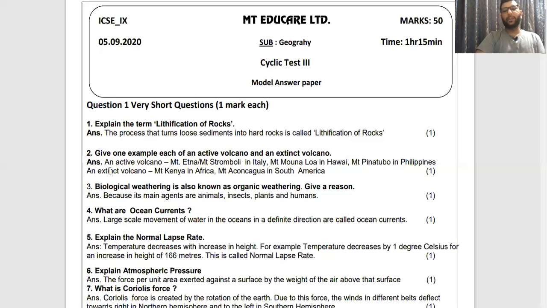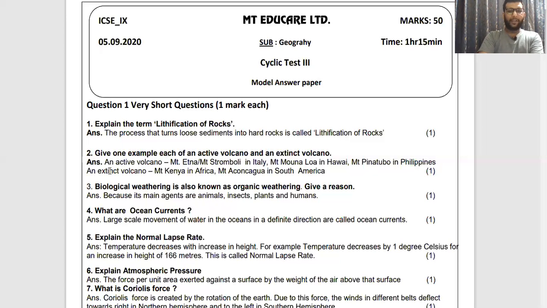The next, explain the normal lapse rate. Temperature decreases with increase in the height. If you remember, inversely proportionate. For example, the temperature decreases by 1 degree Celsius for every increase of 166 meters. This is called the normal lapse rate. As a suggestion, if you're writing that temperature decreases by 1 degree Celsius for an increase in height of 166 meters, underline that line. It's a very important line and straight away that will fetch you one entire mark, right?